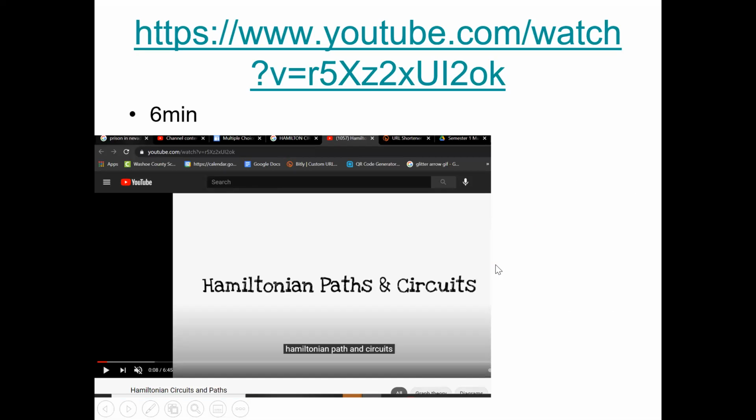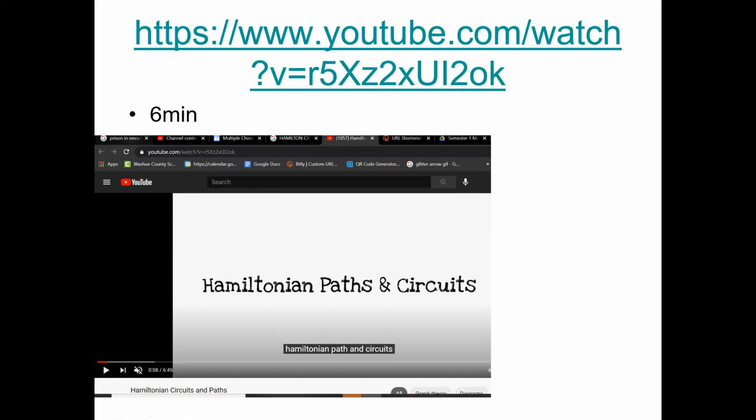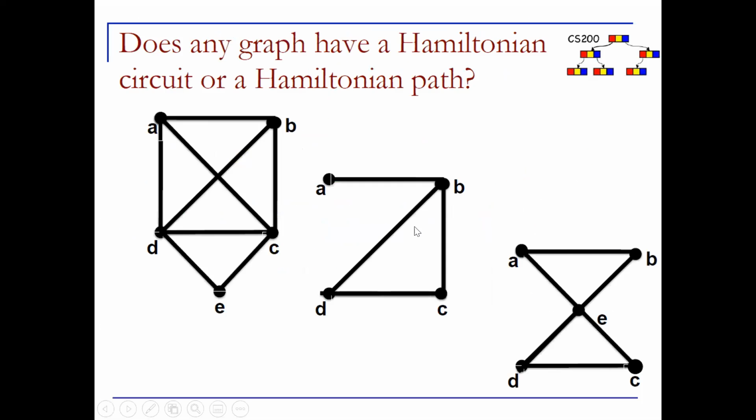And then for your exit ticket, I want you guys to take a look at the 3 diagrams. Does any of the graphs have a Hamiltonian circuit or a Hamiltonian path? And that is your exit ticket.